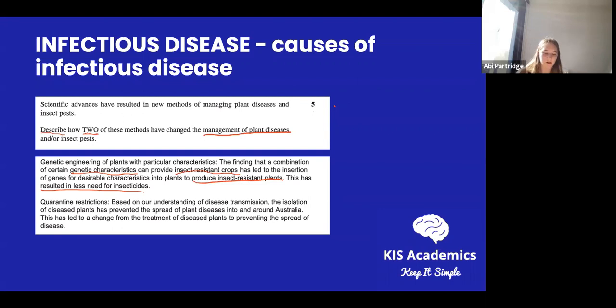For the other one, quarantine restrictions, the quarantine restrictions have prevented the spread of plant diseases into and around Australia. And then the change in management, so you're talking about both parts.